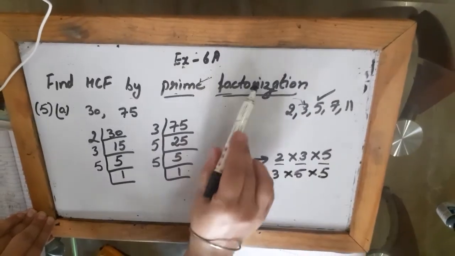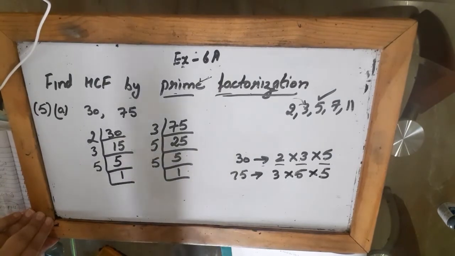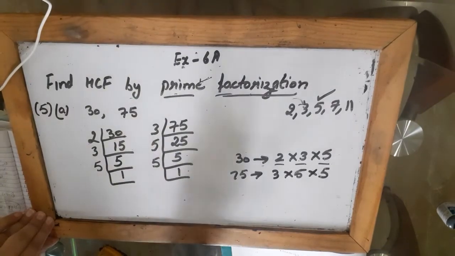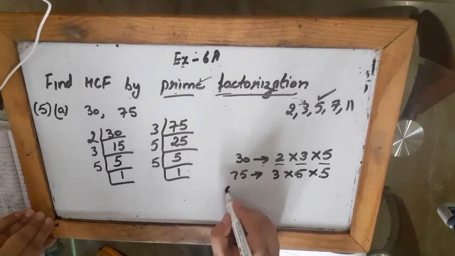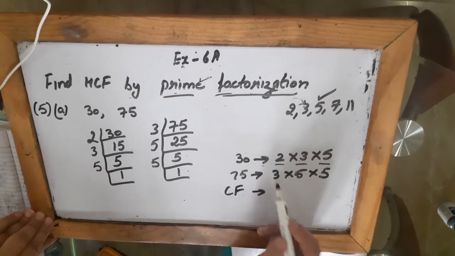So by prime factorization, I have to find out the prime factors of these two numbers. Now I have to find the HCF. So to find the HCF, first of all I will find out the common factors of both these numbers.